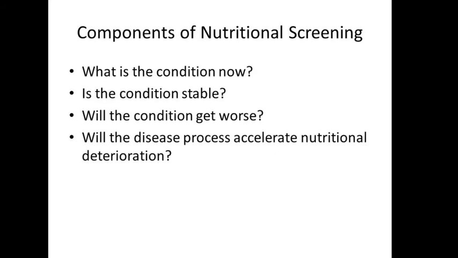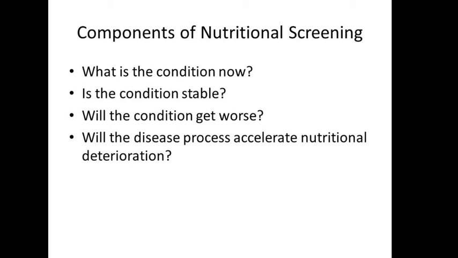What are the components of nutrition screening? In nutrition screening, we have majorly 4 components. The first component is what is the condition now. What is the condition now means his present status, whether he is ambulatory or bedridden, and what we say anthropometry: the BMI, height, weight. Those indicate the current status, and whether the condition is stable or not. So whether he is losing weight or not depicts the stability of his condition.